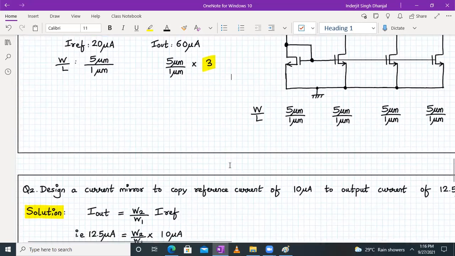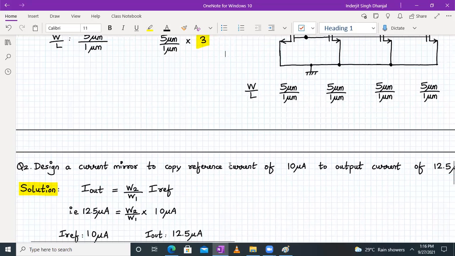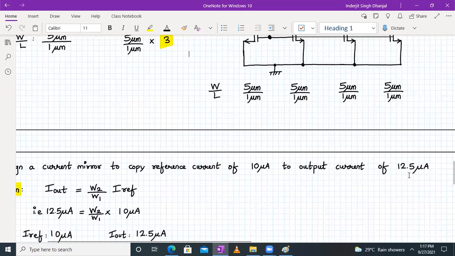Now let's look at the last design. This is slightly more twisted, in that we have to design a current mirror to copy a reference current of 10 microamperes to an output current of 12.5 microamperes. Now here there is a problem. The unit cell has to be carefully designed, right? So we want to generate 12.5 microamperes from 10 microamperes. So how do we do that?